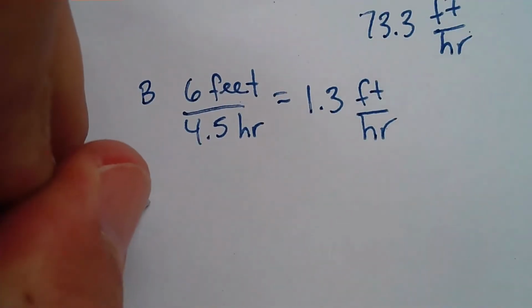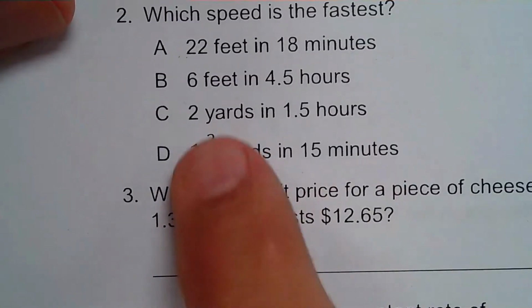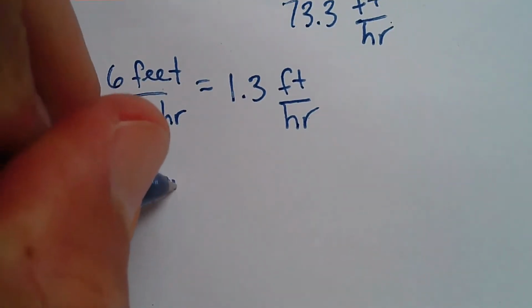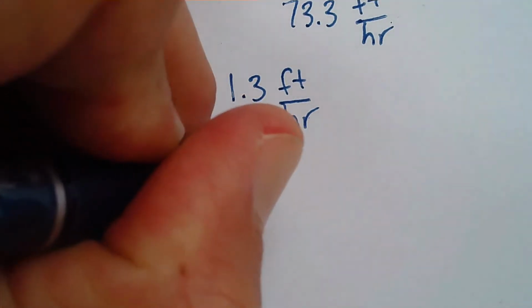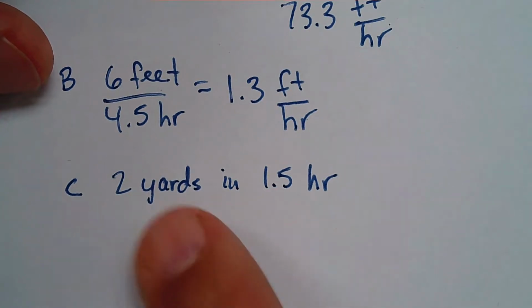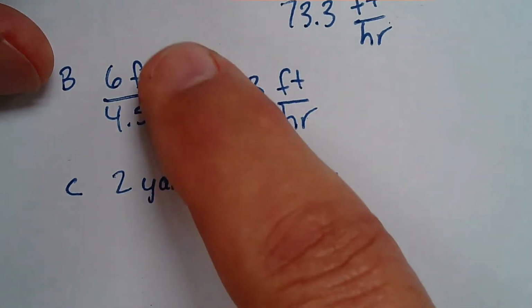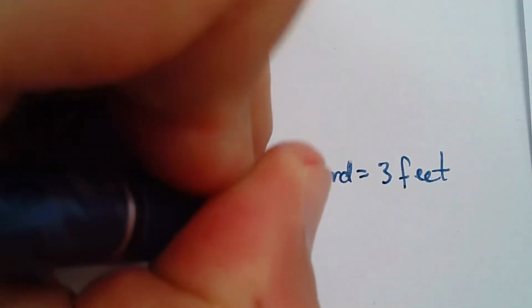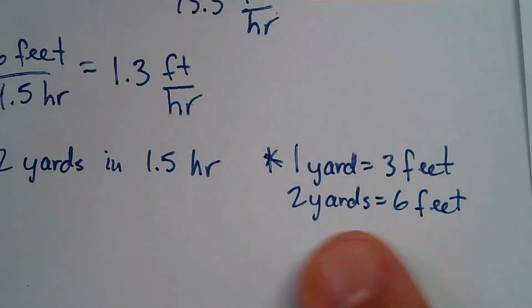And then we go on to C. C is 2 yards in 1.5 hours. What you have to know is yards and feet. We have to turn these 2 yards into how many feet that is. Well, I'll star this here: 1 yard equals 3 feet. So that means that 2 yards equals 6 feet.